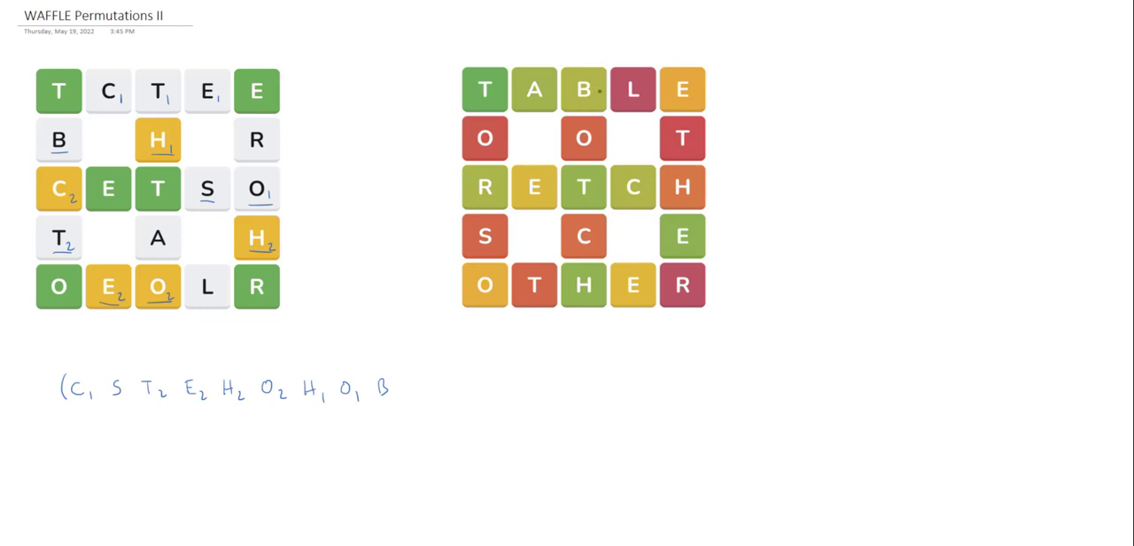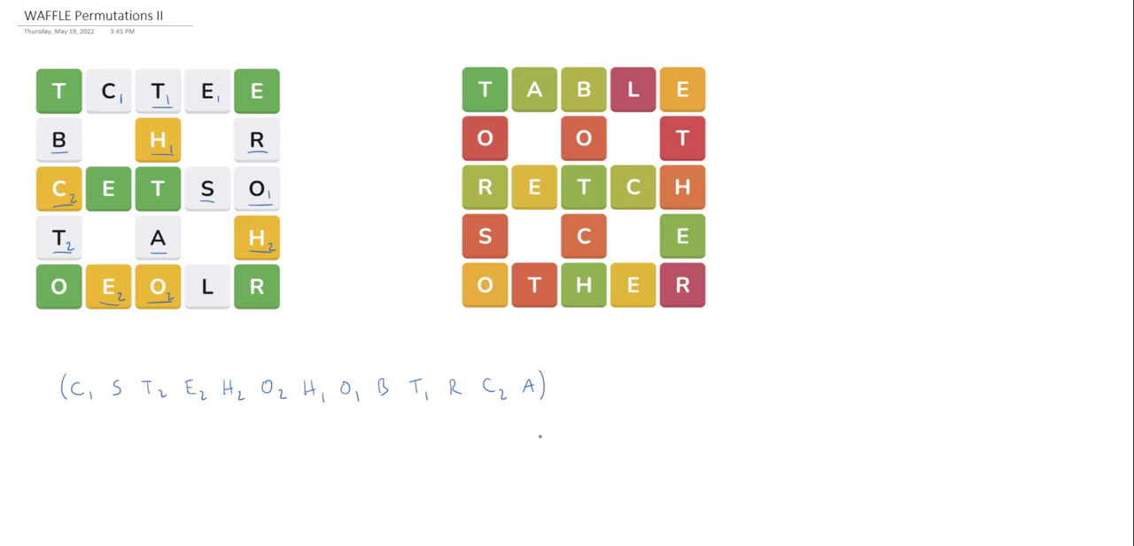B, that's going to go into table, so that's the T1 position. T1, let's see, now that could go into the ether, that would be the R position. R, that could go into retch, that's the C2 position. And C2, that could go into botch, that's the A position. And let's see, A, that could go into the A in table. That's the C1 position. C1, that's what we started with.